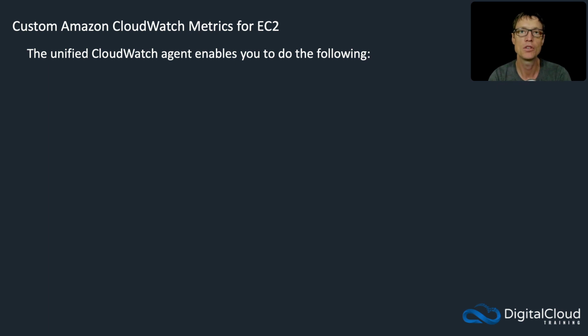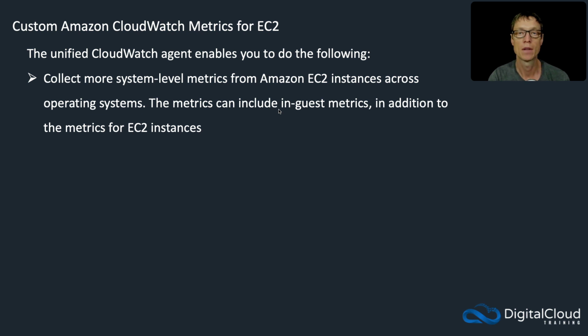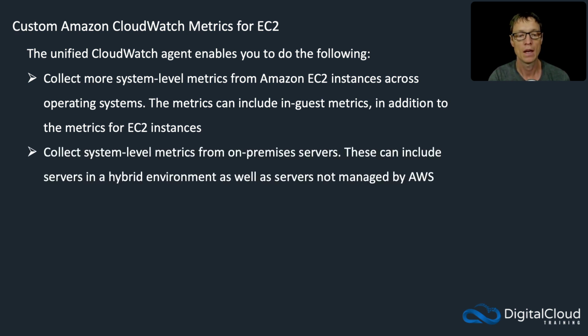In this lesson, we're going to use the unified CloudWatch agent rather than using our own scripts to send custom metric data to CloudWatch. So the unified CloudWatch agent enables the following. It collects a bunch of system level metrics, and these include the in-guest metrics as well as the metrics for EC2. It collects system level metrics from on-premises servers as well as EC2 servers.